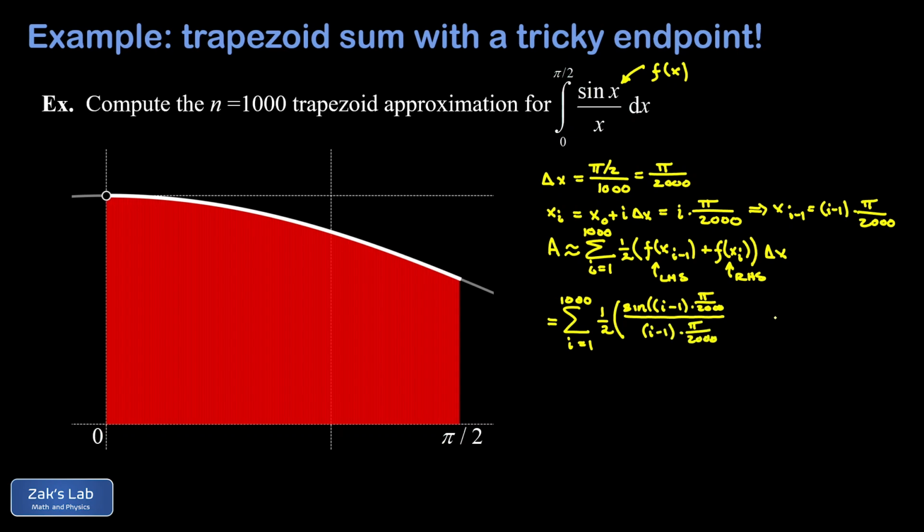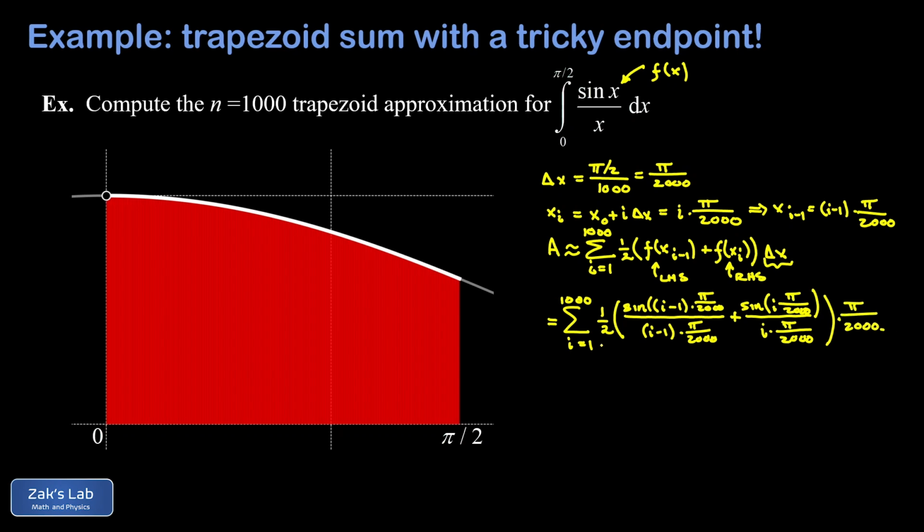Okay, so that's my left-hand heights at each subinterval. Then I need to write down the right-hand heights. So that's our function evaluated at x sub i. So I'm going to get a sine of i times pi over 2,000, all divided by i times pi over 2,000. And don't forget to put on the width of each of these trapezoids. I have this tiny width that we call symbolically delta x, and every one of these trapezoids has to be multiplied by that. That's pi over 2,000.